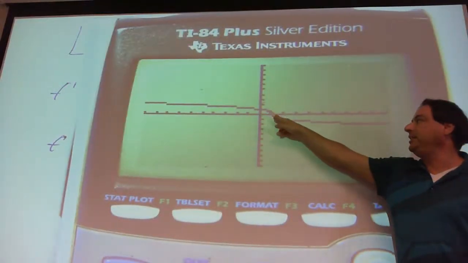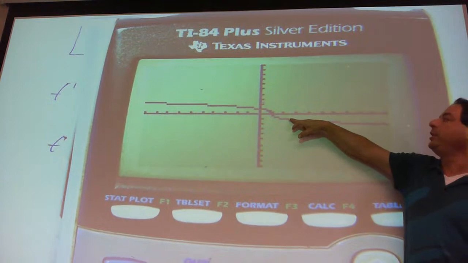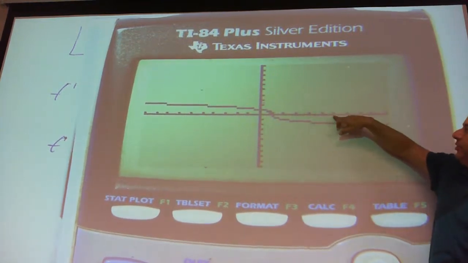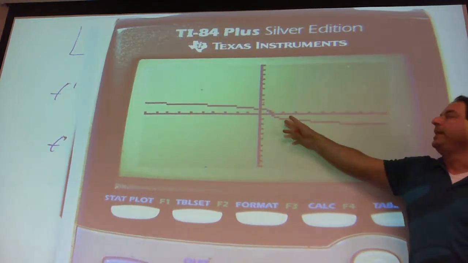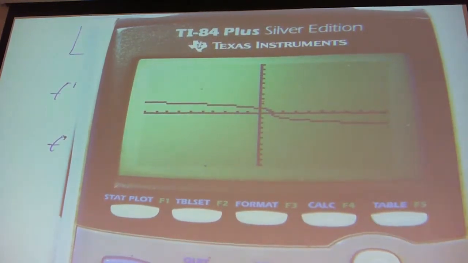Something interesting happened at 1, but did this form a maximum or a minimum? No. Decreasing to decreasing doesn't form one. We're looking for increasing and then decreasing, that would be a max. Decreasing, then increasing, that would be a minimum. In this case, there's no max or minimum.